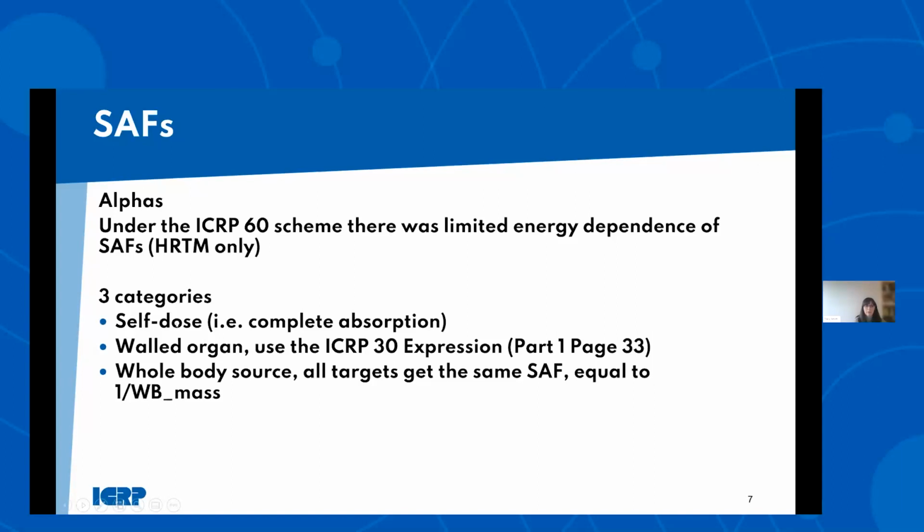There was self-dose, so complete absorption across all energies. A walled organ, in which case we had to use the ICRP 30 expression, give the reference here. Or if it was, say, tritium, where you were looking at whole body source and all targets got the same SAF, and that would be equal to 1 over the whole body mass.